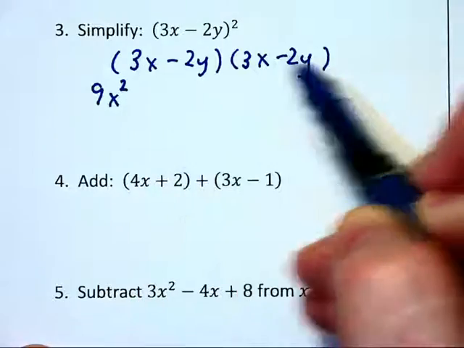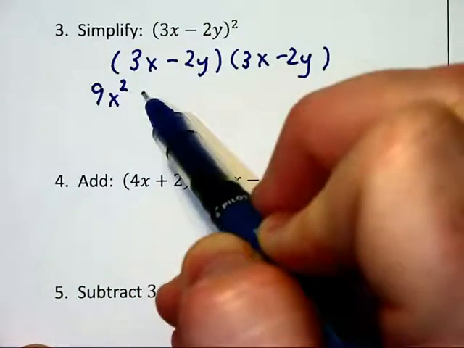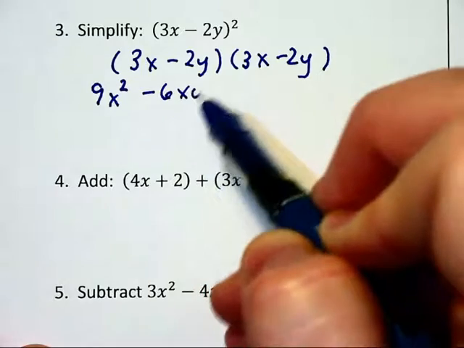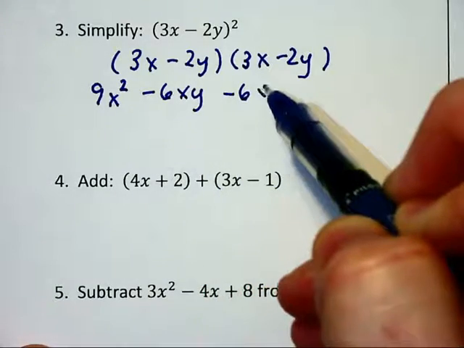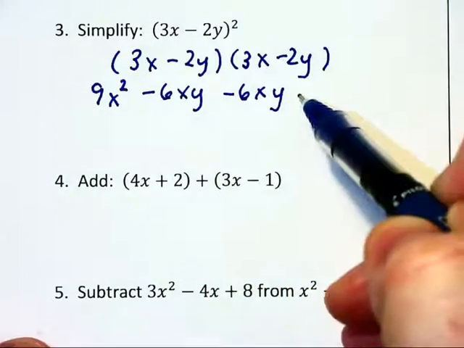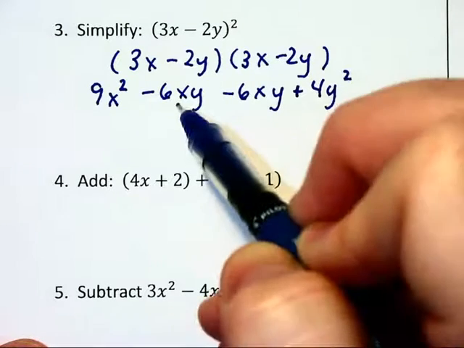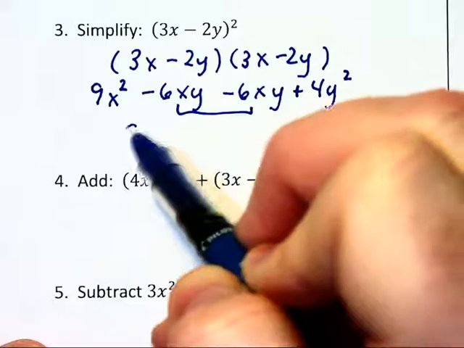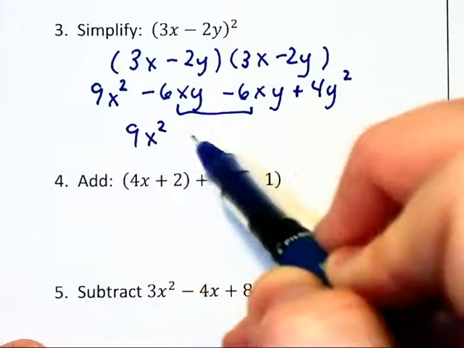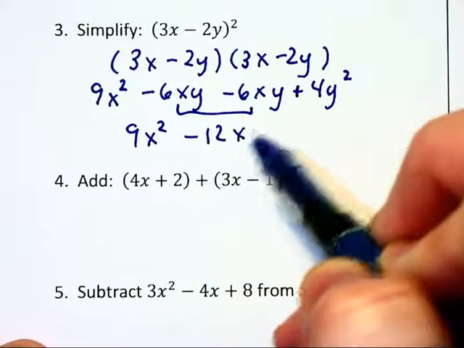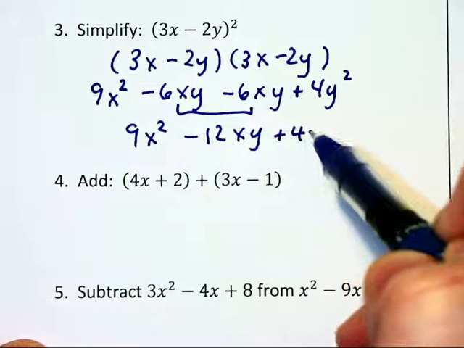The two outer terms, 3x and minus 2y, give you minus 6xy, as do the inner terms, negative 6xy, and the L part of FOIL would be plus 4y squared. When you combine these two middle terms together, you get a final answer of 9x squared minus 12xy plus 4y squared.